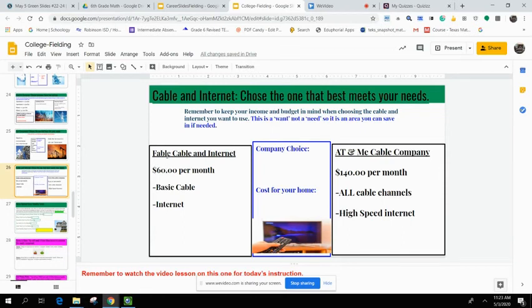You can get Fable Cable and Internet, which is $60 per month, and it gives you basic cable and internet. Probably the speeds are not very good. That's usually the way it works anyway. And then you have AT&Me Cable Company, which is $140 a month, but you have all the cable channels and all the high-speed internet. So again, your choice, choose wisely.